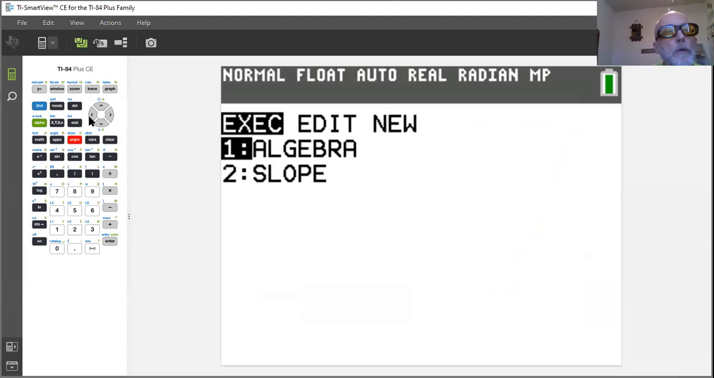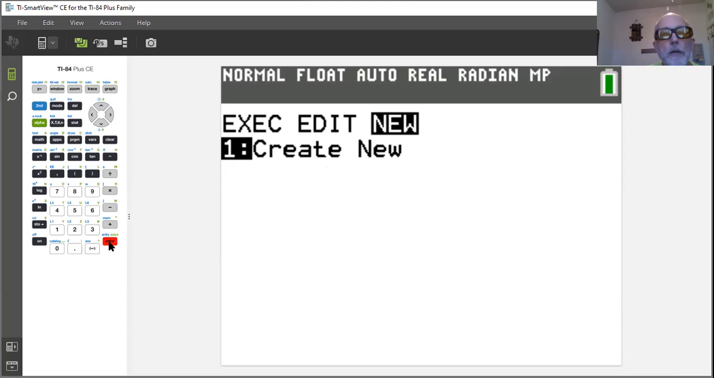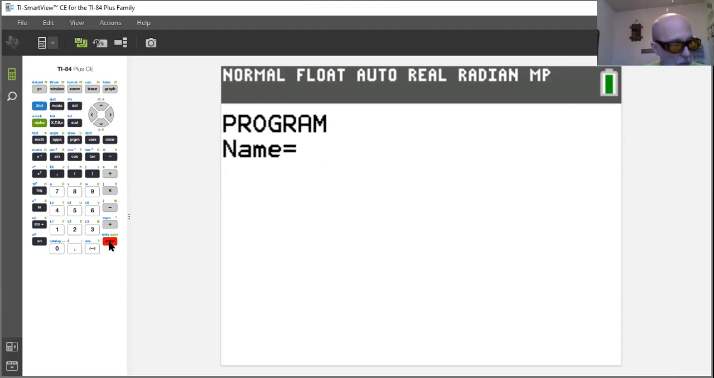We are going to make a new one. So I'm going to scoot over to new and hit create. That's what we want. So we're going to create a program. Now then, the first thing we want to do is name it. So we are going to name it Quadrat. So it is Q U A D. So it's quadratic. It's the quadratic equation, right?